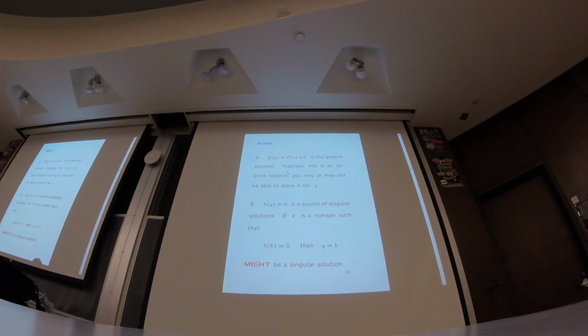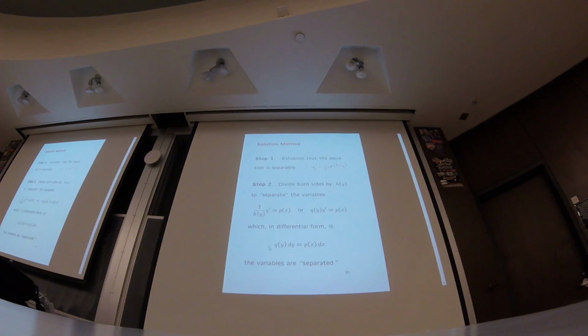This is typically an implicit relation. You may or may not be able to solve it for y. Generally, you can. Occasionally, you can't. Now, there is a problem when you divide through by this h of y.